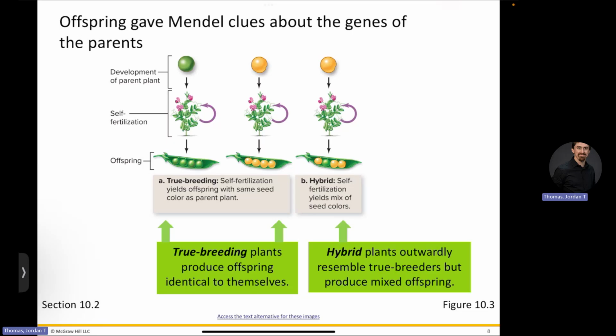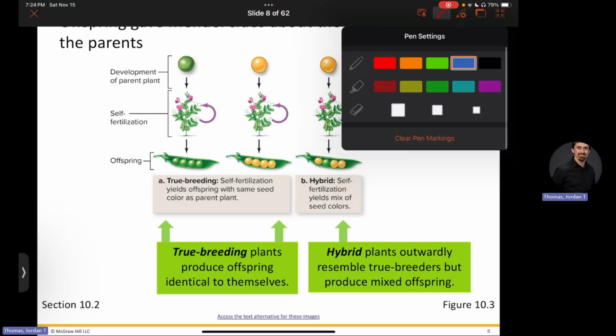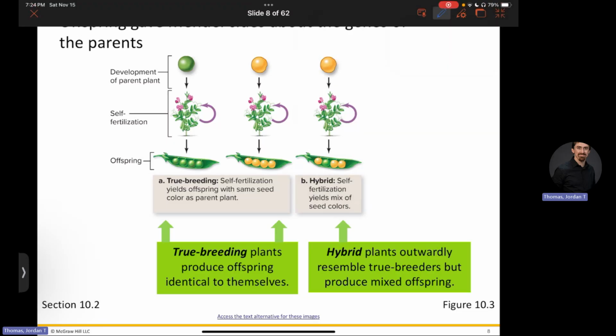Now, the offspring gave Mendel clues about the genes of the parents. So we're going to see an example right here. Let me get my pen. These are the parents. We have a green seed and two yellows. What's happening here is Mendel self-fertilizing. So he's taking the pollen of the plant and using it to fertilize its own flowers.